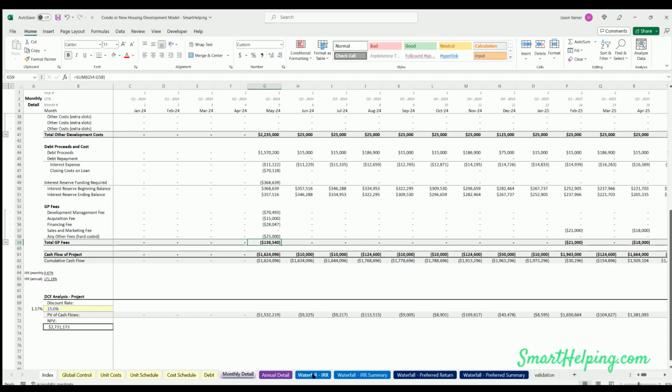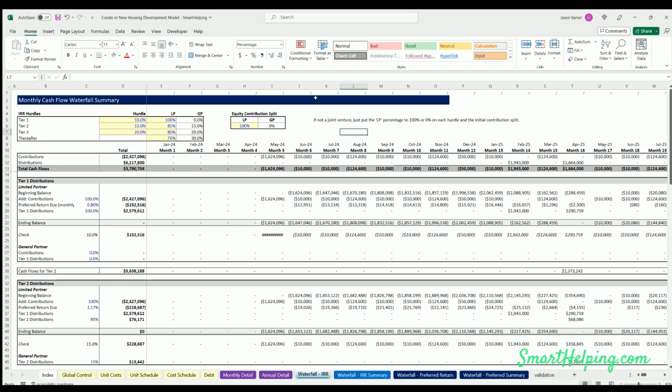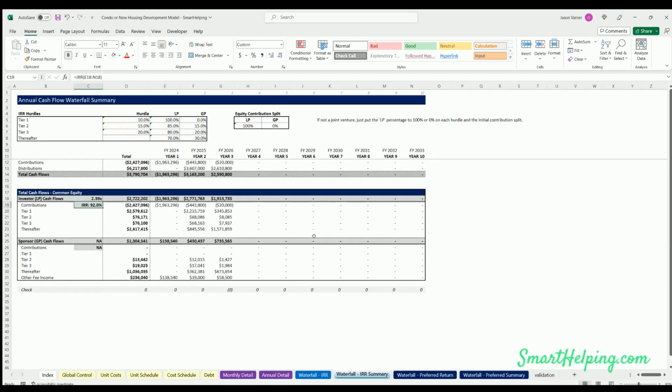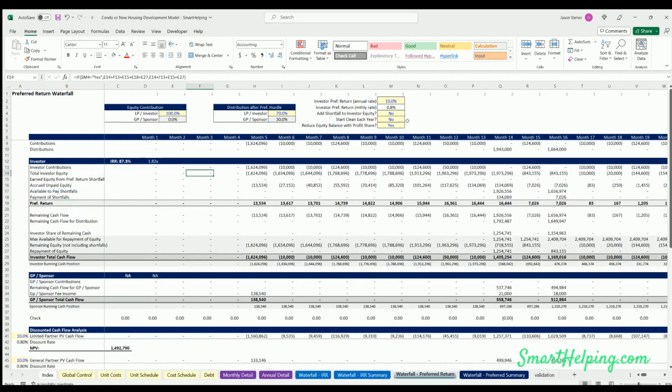We have the waterfall. So if this is a joint venture, you could have different types of ways that each party is going to contribute versus who gets distributions. In this case, I did two options. So you've got an IRR hurdle, which is this, and the annual summary of the IRR hurdle. And you've also got a simple preferred return that has a whole bunch of options for accruing unpaid pref or not, compounding it or not, and options to repay equity with this distribution share or not, which would affect the pref return over time.